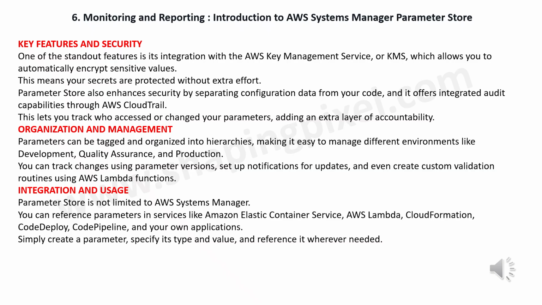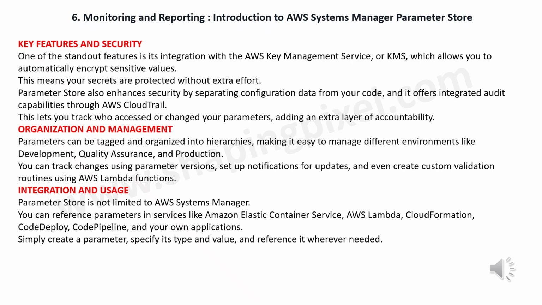Parameter Store also enhances security by separating configuration data from your code, and it offers integrated audit capabilities through AWS CloudTrail. This lets you track who accessed or changed your parameters, adding an extra layer of accountability. Parameters can be tagged and organized into hierarchies, making it easy to manage different environments like development, quality assurance, and production. You can track changes using parameter versions, set up notifications for updates, and even create custom validation routines using AWS Lambda functions. Parameter Store is not limited to AWS Systems Manager.